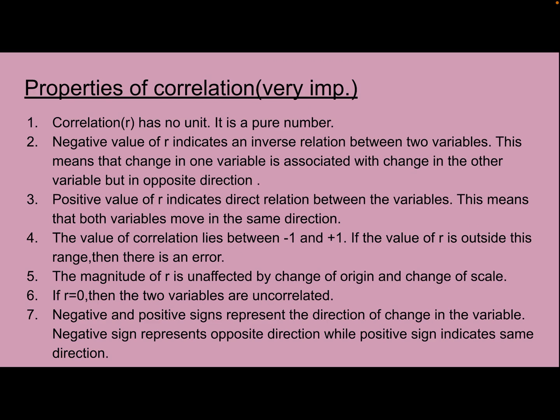And the last property, negative and positive signs represent the direction of change in the variable. This must be very clear to you. Negative correlation and positive correlation indicate the direction of change. So here too, negative and positive signs will tell you the direction in which both the variables are changing. If it is a negative sign, that means the variables are changing in the opposite direction, and if it is a positive sign, that means variables are changing but in the same direction.